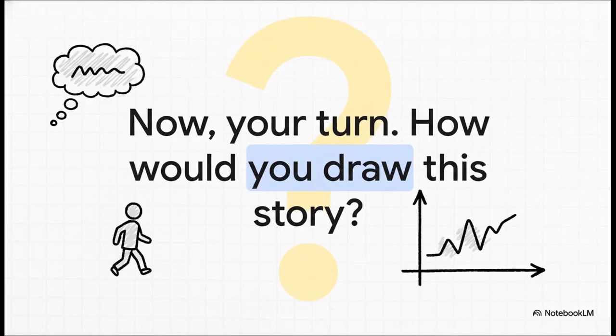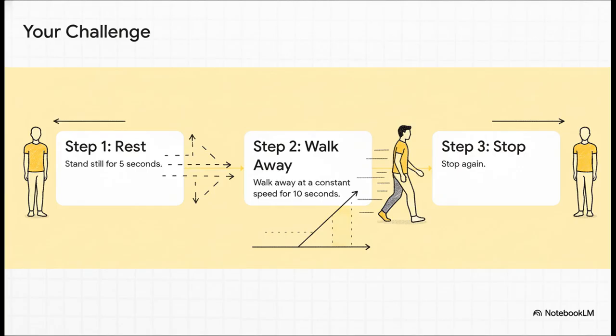All right, you're a pro at reading these graphs now, so let's flip the script. It's your turn to be the one telling the story. Can you take a journey described in words and turn it into one of these graphs? Here's your challenge. I want you to picture this. First, you stand completely still for 5 seconds. Then, you walk away at a steady pace for 10 seconds. And then, you just stop. What would the graph of your journey look like? Go ahead, try sketching it out. I have a feeling it might look a little familiar.